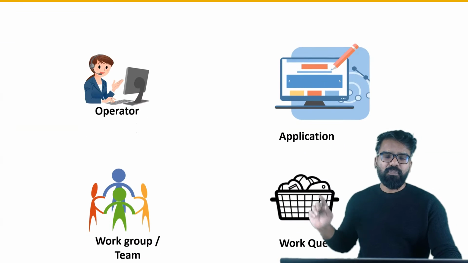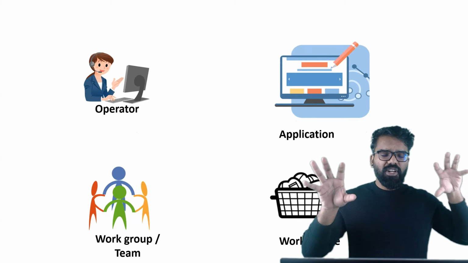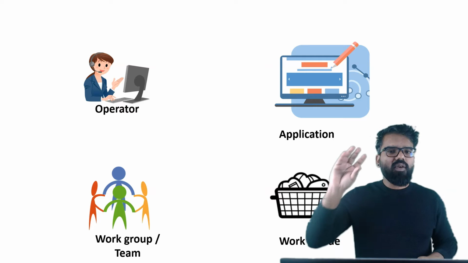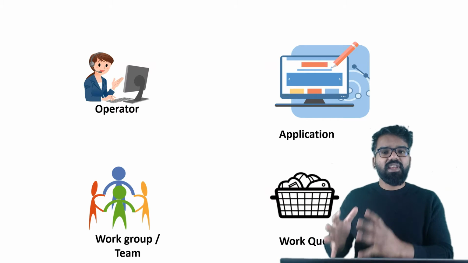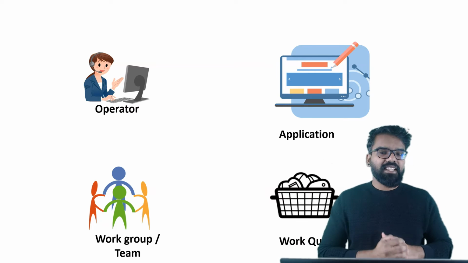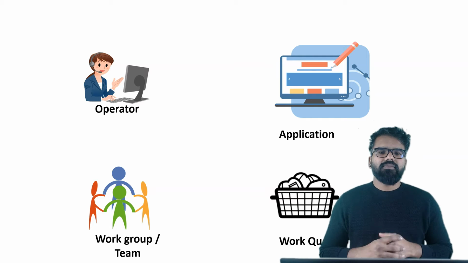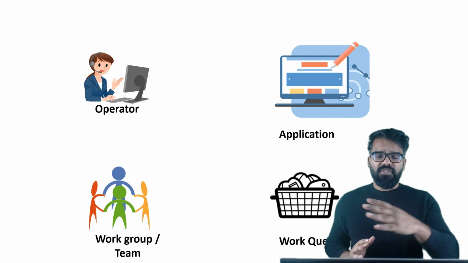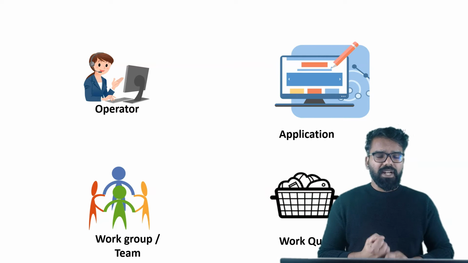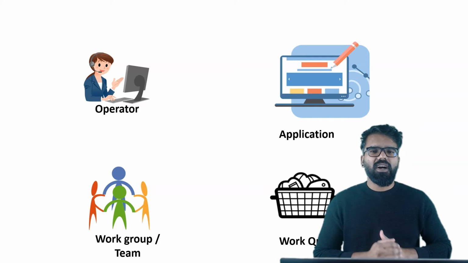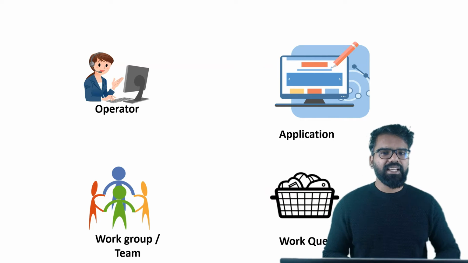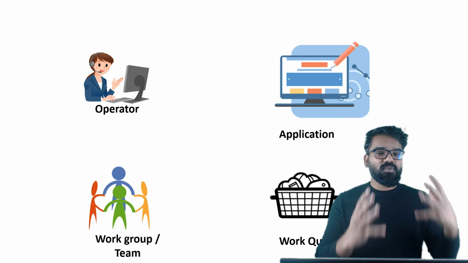Here, if you look at this picture, I have 4 different rules or data instances. We have operators, we have applications, we have workgroup or teams, and then we also have work queues. We already saw about these in the previous videos in this course. We know what an operator is. Everyone who gets access to the Pega application will have an operator ID. We know the application, right? That is what we will be building.